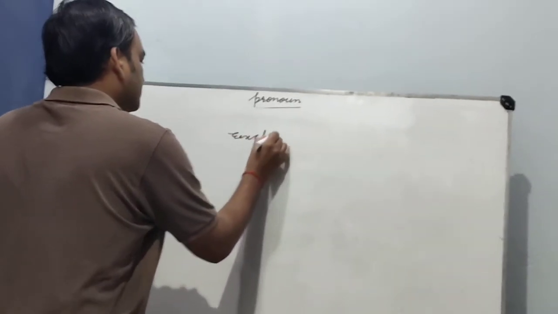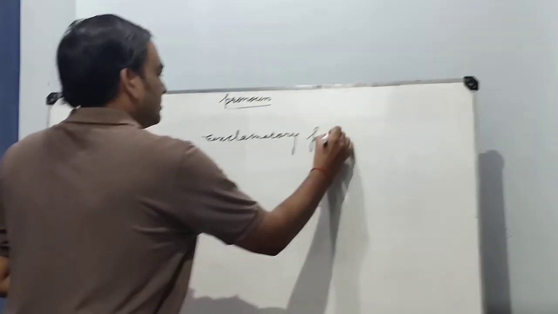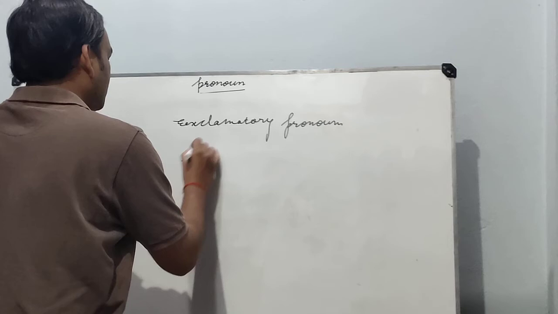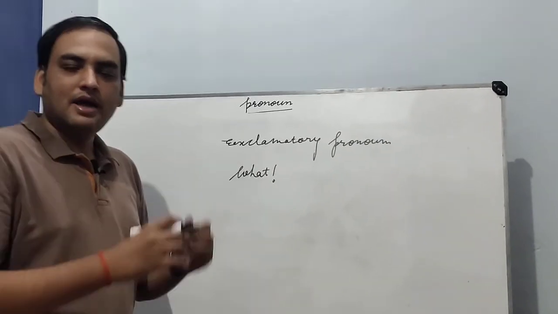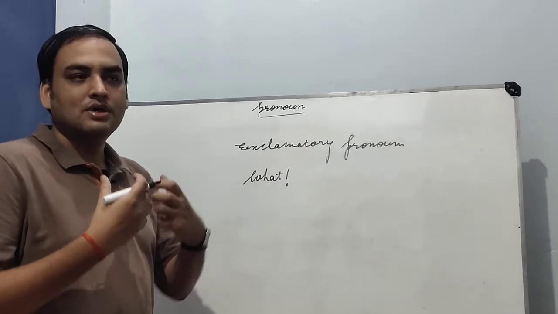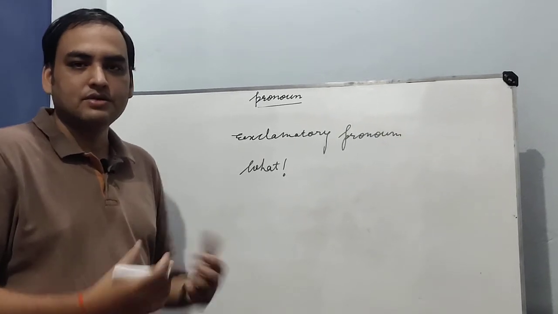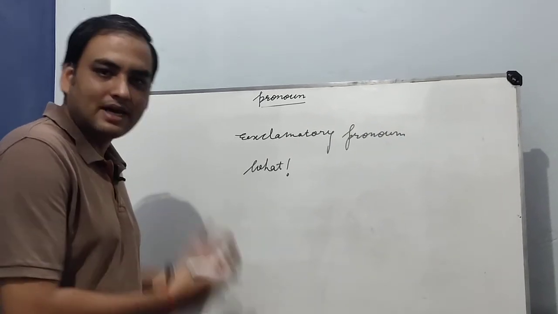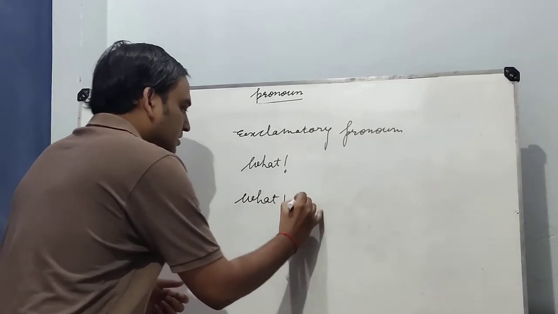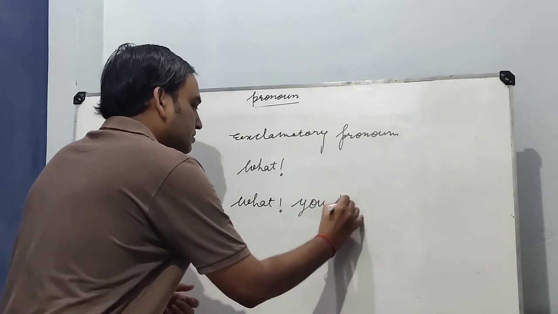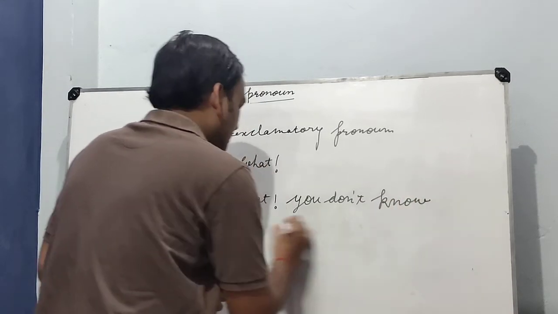exclamatory pronoun. What are the exclamatory pronouns? These are used with an exclamation mark. In the exclamation we show surprise, we show something strange has happened. Okay, and we are astonished, we are surprised by hearing that particular sentence. Like, what, you don't know Krishna.